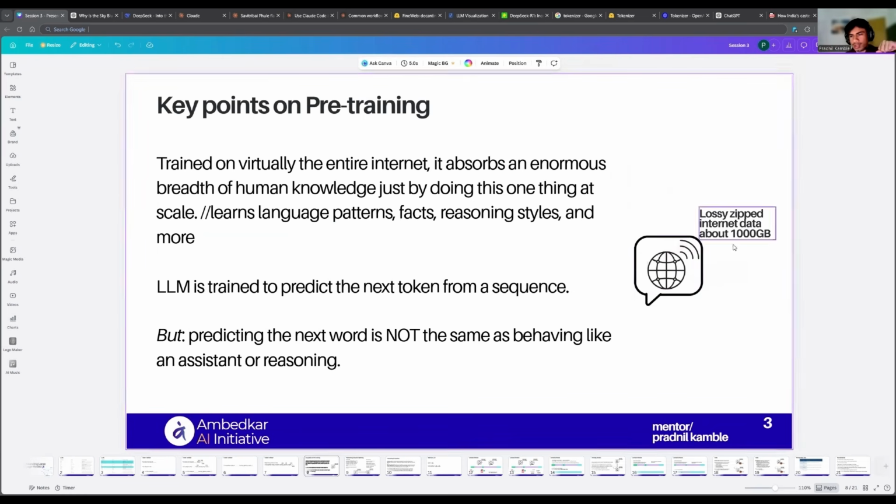I see that it's just a chatting machine which has internet data, lossy zipped internet data, maybe about 1000 GB, let's say, or more than that. So why do I call it lossy? Because it's not exactly trying to learn or remember the data, but it is just trying to learn the next word, or predict the next word.